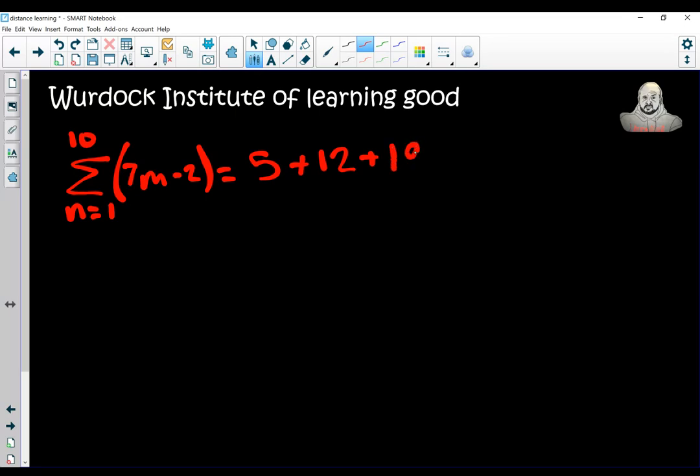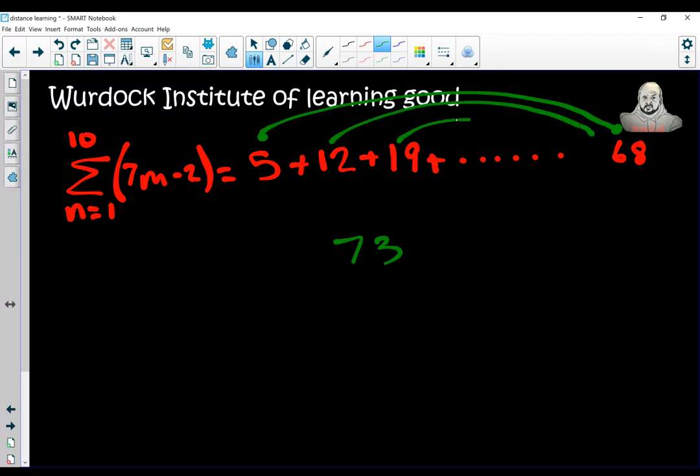And now we do see that, in fact, this could be written explicitly as starting with 5 and adding 7 each time. And now I'm going to just jump to the 10th term. 10th is where we end. 10th term is 70 minus 2, which is 68. So it turns out that since the sum of the first and last is 73, they're all going to add up to 73, each pair. 12, some number, 19 with some number.